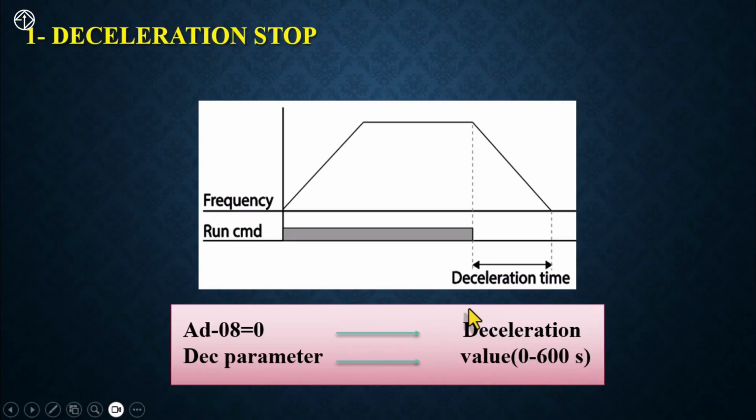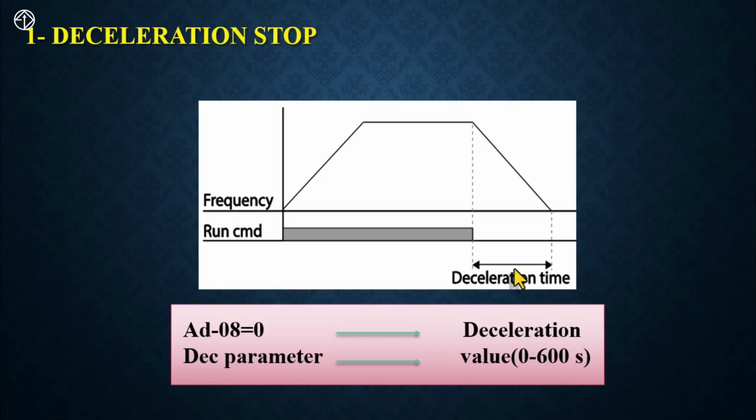But what is the reference for this deceleration time? It's based on the maximum frequency by default. Of course, you can also set it based on the command frequency, but the default is always based on the maximum frequency. For example, if your maximum frequency in the DR18 parameter is set to 50 Hz and you set your deceleration time to, say, 10 seconds, it will take 10 seconds to go from 50 Hz down to 0 Hz. So our first stop mode is deceleration time. Based on the deceleration time you specify, it starts to stop.